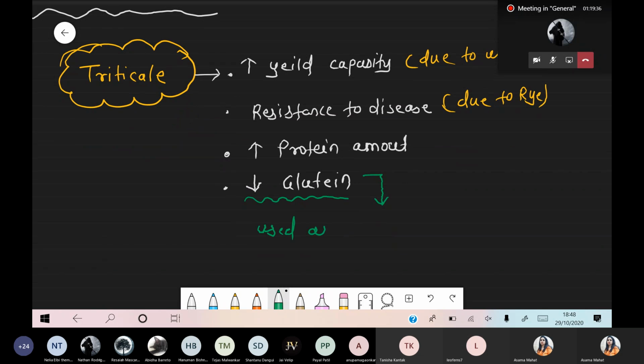These are used as a fodder crop. So you know fodder crop means what? That is animal feed plant, right? So definitely it has high protein amount, but gluten low hai, right? And because of this property, such type of hexaploidy triticale as well as octaploidy triticale, these are artificial polyploidy plants, man-made plants by using the colchicine drug, and they are used as a fodder crop plant. Got it? Okay, Abida, this point is clear.